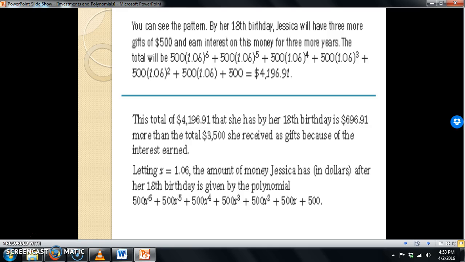So letting x equal 1.06, the amount of money she has in dollars after her 18th birthday is given by this general polynomial. So if the interest rate was 8%, you'd replace x with 1.08. If the interest rate was 4.5%, you would replace the variable x with 1.045, and you would get a different total.